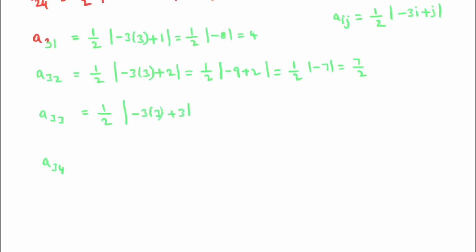In place of j, also 3. That equals 1 by 2 into modulus of minus 9 plus 3. That equals 1 by 2 into minus 9 plus 3, which is minus 6. That equals 3. 6 by 2 is 3.